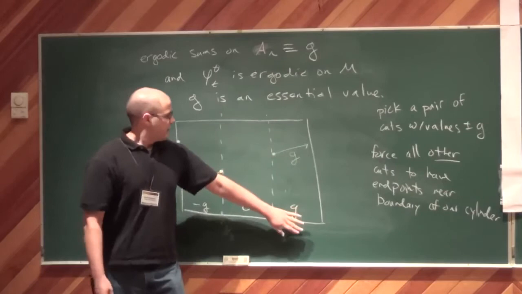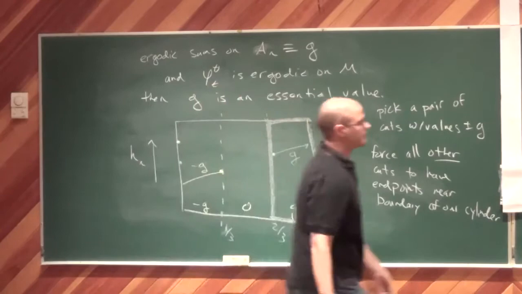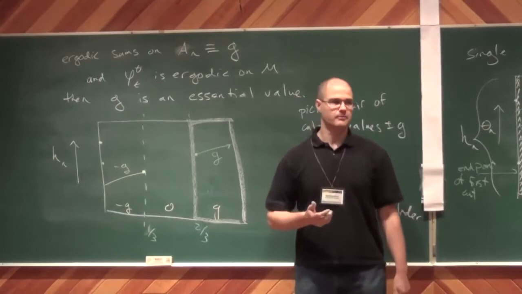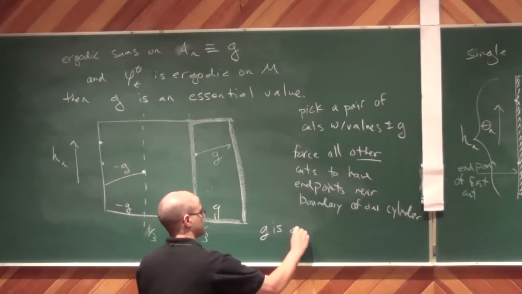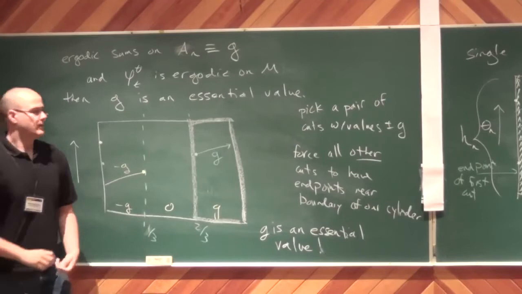where the flow along this little subcylinder here is, so bounded away from zero, nearly invariant, and the ergodic sums are always exactly g. So what do you conclude? That g is an essential value of the skew product. Exclamation point. All right.